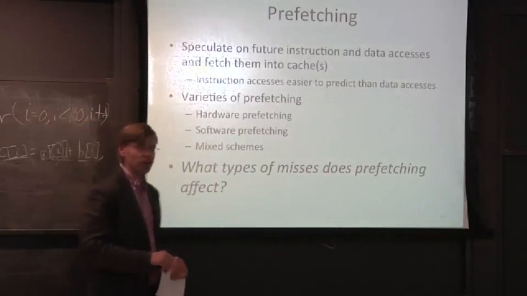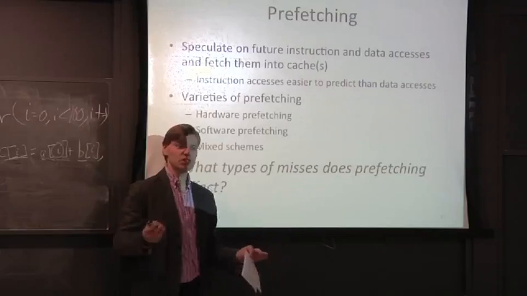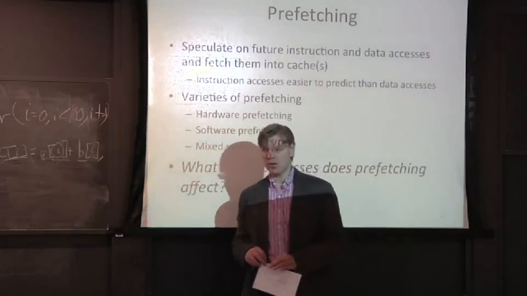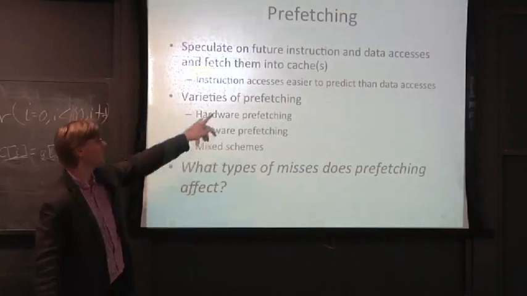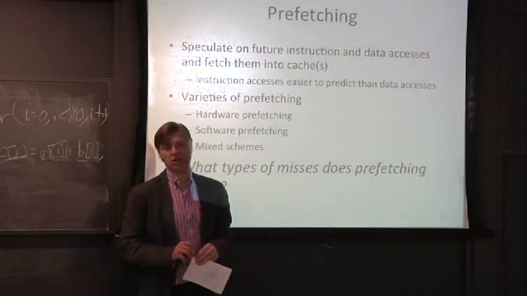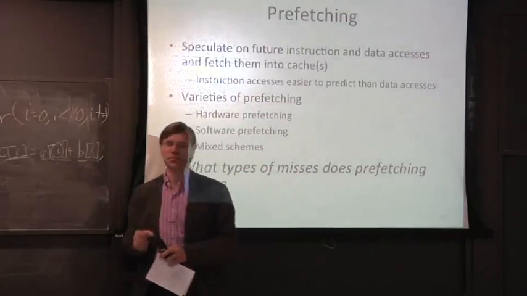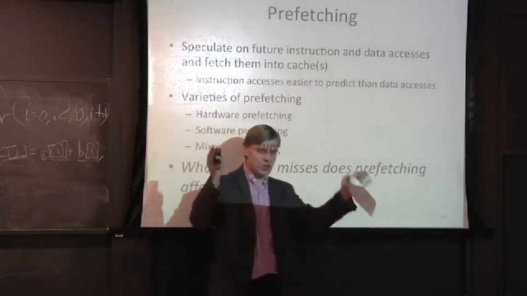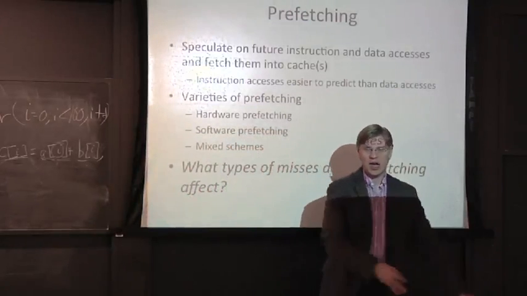But like all things, including caches in general, you need to make sure that what you bring in is used with high probability. Otherwise, you're just going to pollute your cache. One last thing I wanted to say is that instruction caches are usually easier to predict for prefetching purposes than data. Why is this? Well, instructions are very well behaved. Typically, you execute one instruction, then the next instruction, then the next instruction after it.